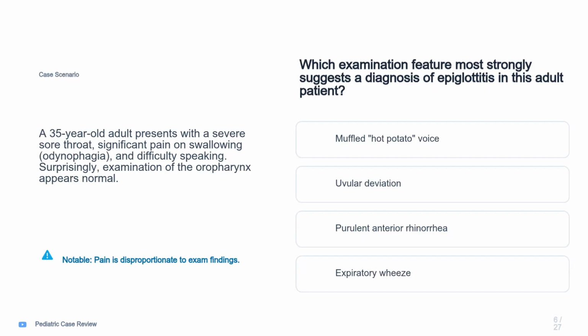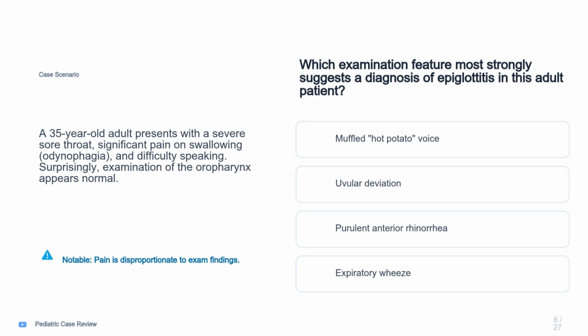A 35-year-old adult presents with severe sore throat, painful swallowing, and muffled speech quality. The patient appears uncomfortable but is maintaining adequate oxygenation. Examination of the oropharynx appears relatively normal with no obvious tonsillar enlargement or exudate. Which examination feature most strongly suggests epiglottitis?